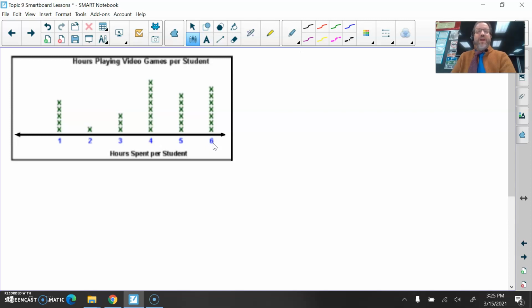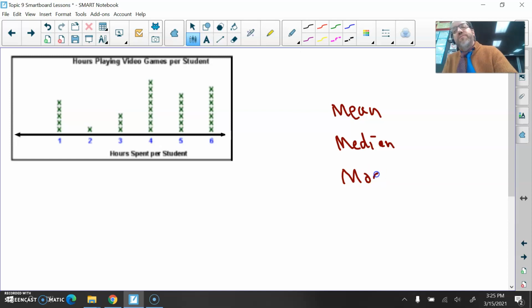Oh boy. All right. So, anyway, I'm going to find the mean, the median, the mode, and the range for this data set.